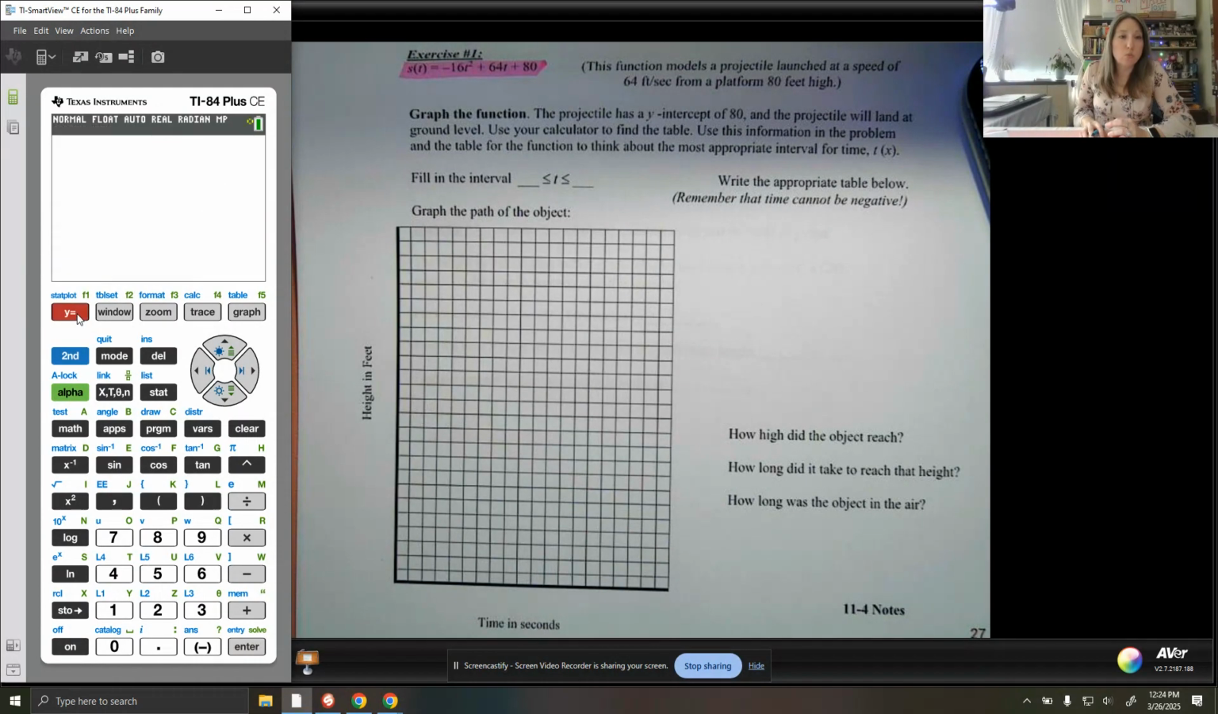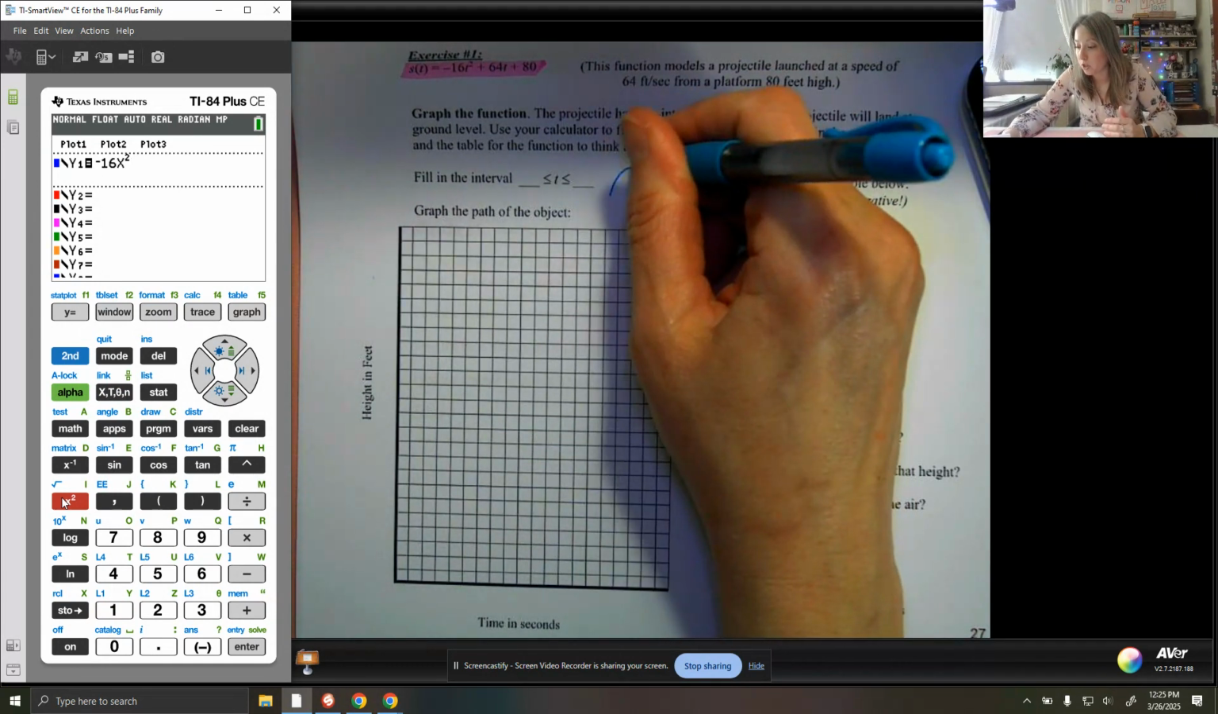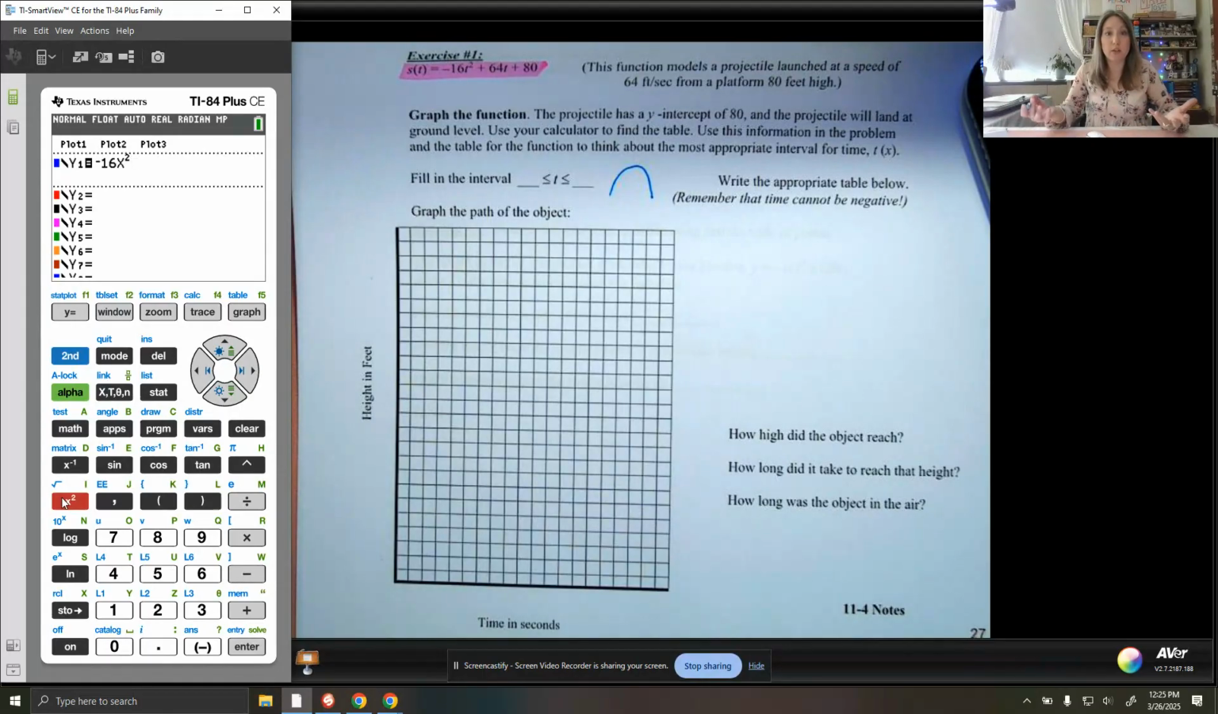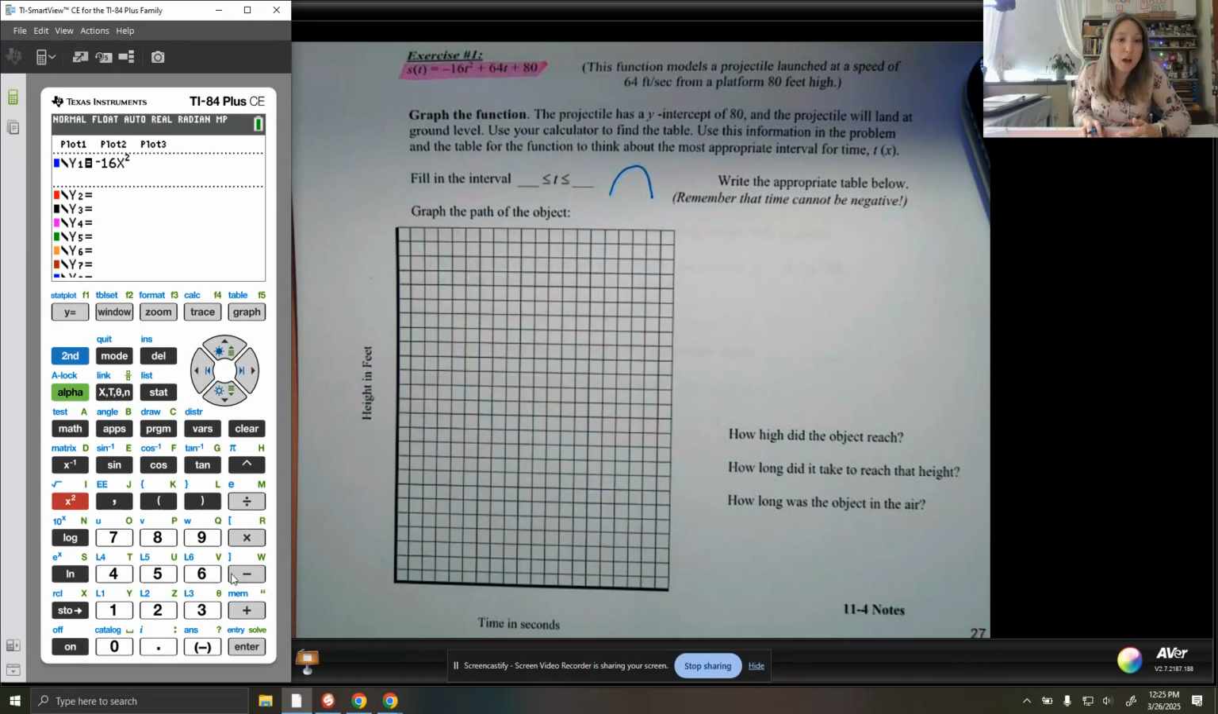Now let's press y equals, and let's plug in our function equation. Negative 16, so it's the little negative under 3, and this is the only time we press that when typing in a function, is if your function starts off negative. That, by the way, tells me this is a frowny face parabola. We know that this is frowny face because it starts off with a negative x squared plus 64x. Remember, I'm replacing t with x in my graphing calculator because I only have an x to type, and then plus 80.